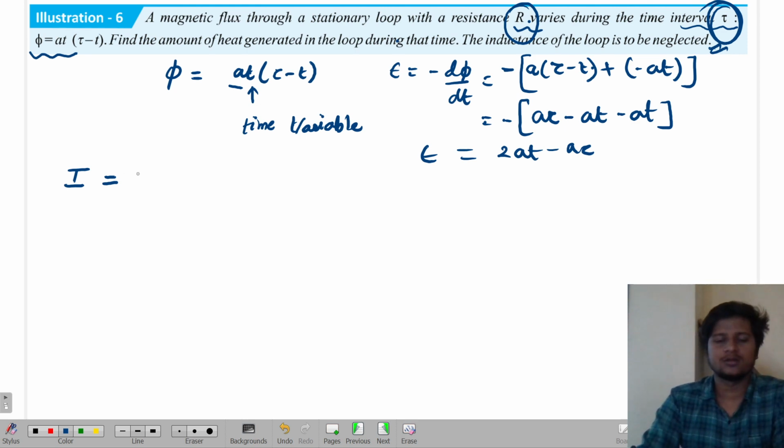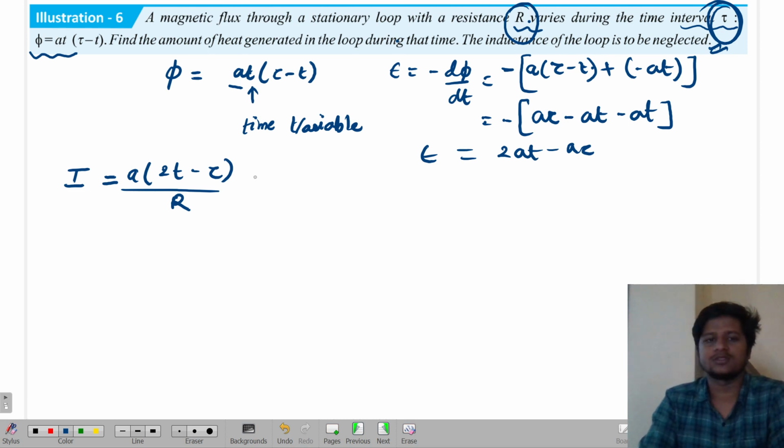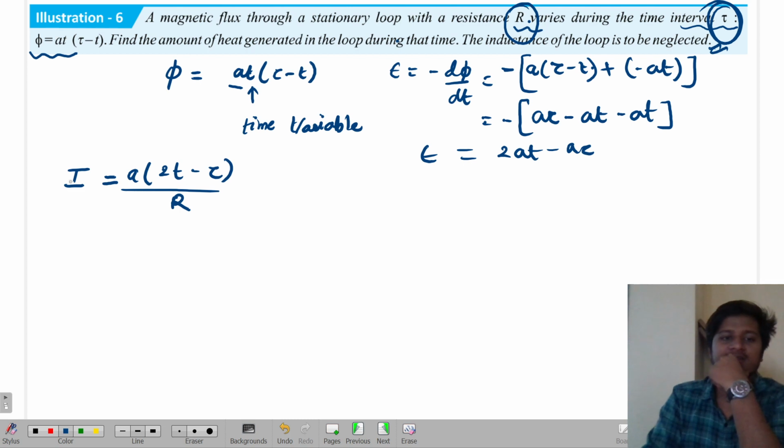What will be that? It will be a common 2t minus tau divided by resistance R. Yes or no? This is going to be your total value of current or not? Now, this current is actually time variable or not? Tell me, yes or no?